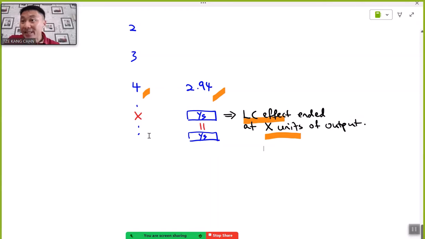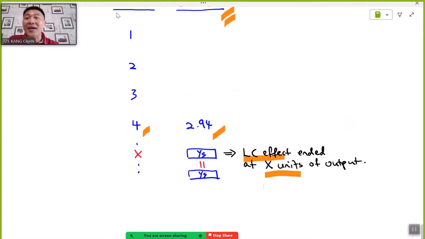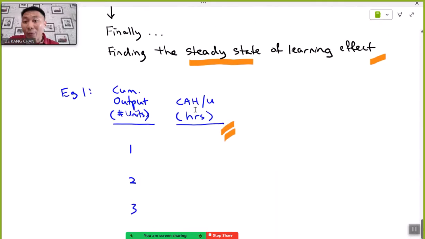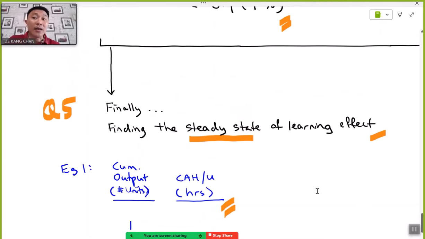Obviously, the questions in the exam are likely to provide most of these numbers, and you are just asked to indicate what exactly the output is. Despite that, students are still required to be able to walk through the trial and error process to find the cumulative average hours per unit that remains stagnant, based upon the formula that we discussed earlier. That will be the last type of calculation that you will get in the exam.